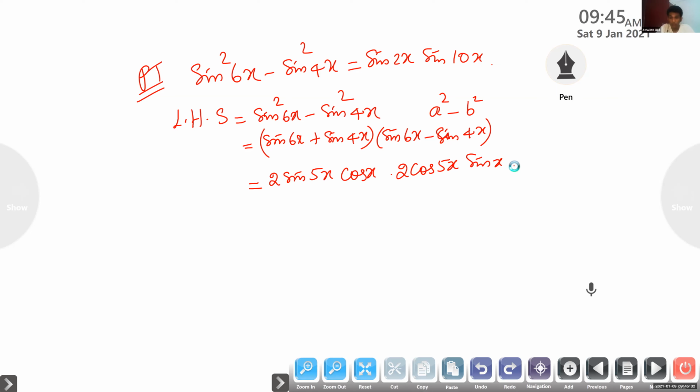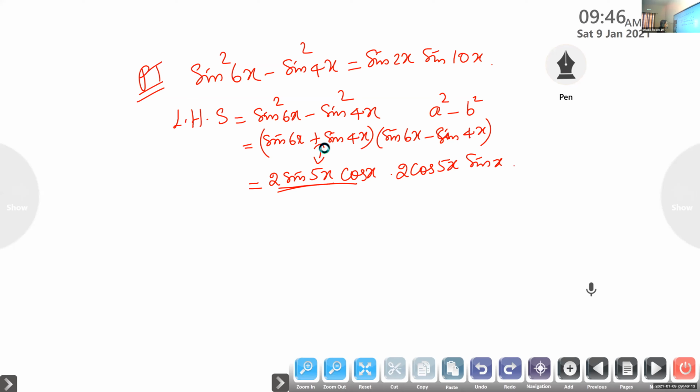Michael, do you understand how to get this step? Which identity will you use to simplify? Sine A plus sine B is equal to 2 sine (A plus B) by 2 into cos (A minus B) by 2. Very good. The other one is sine A minus sine B, which is 2 cos (A plus B) by 2 into sine (A minus B) by 2. Okay. Now, next step, Atul.